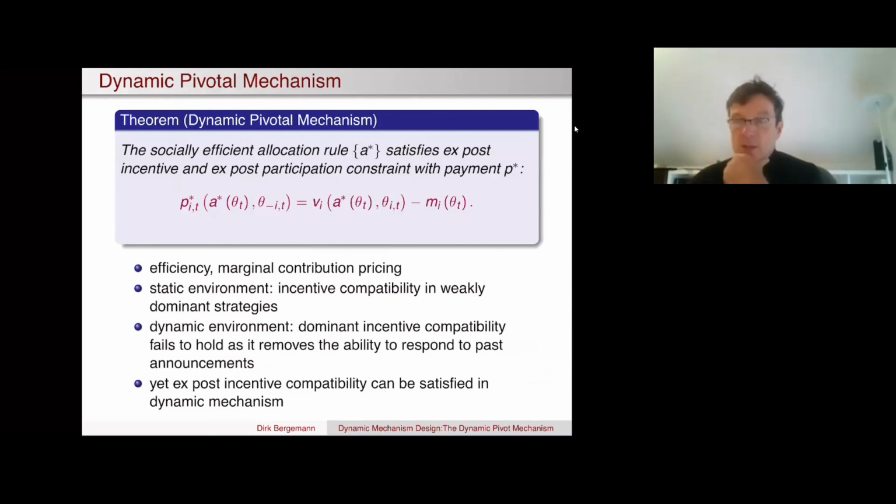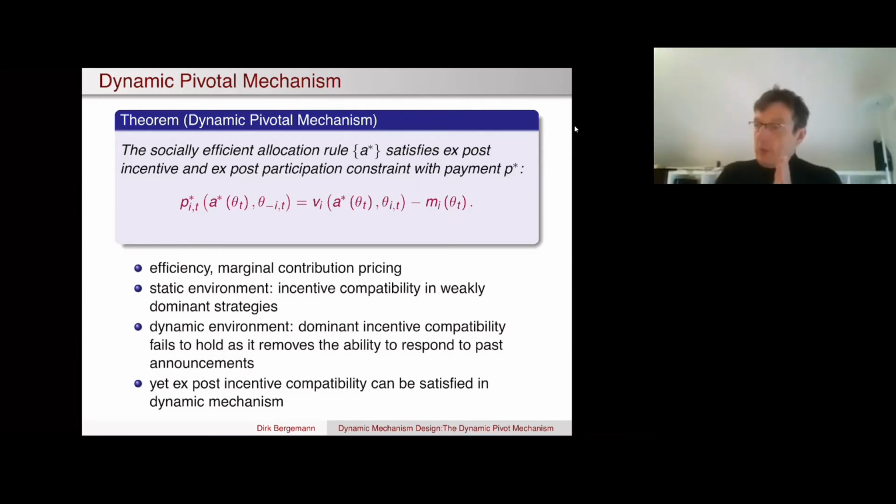And the big result of this lecture today is that we can implement the socially efficient allocation rule, okay, in a way that satisfies the ex post incentive constraint and the ex post participation constraint, with a payment rule that basically guarantees the agent in each period his flow marginal contribution.